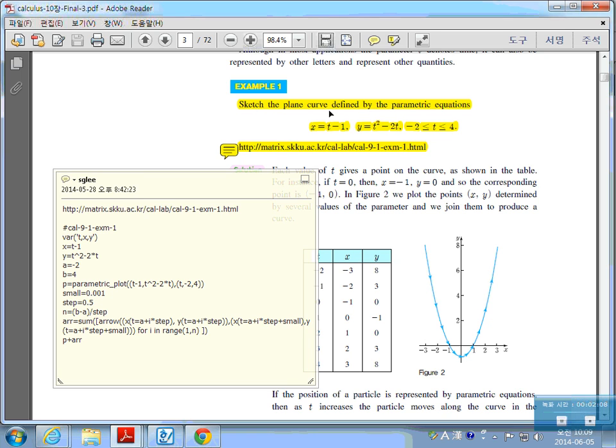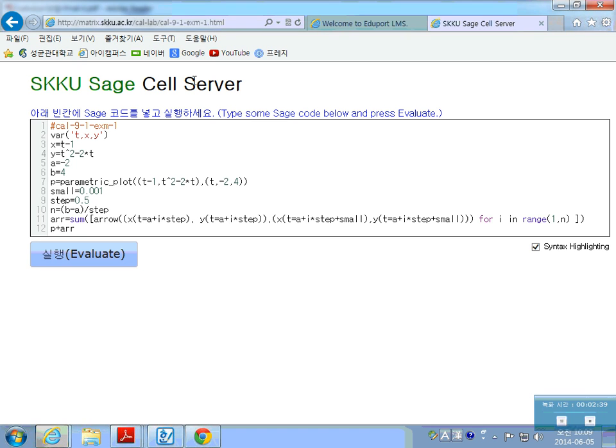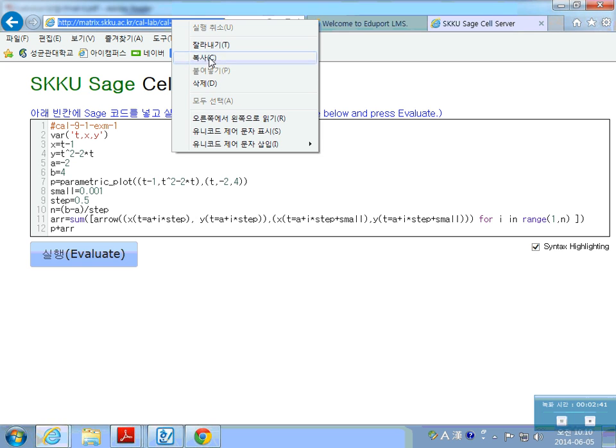The first example asks us to sketch the plane curve defined by the parametric equations x equals f of t, which is t minus 1, and y equals g of t, which is t squared minus 2t, where t is between minus 2 and 4. This graph can be drawn in this way. This is example 1.